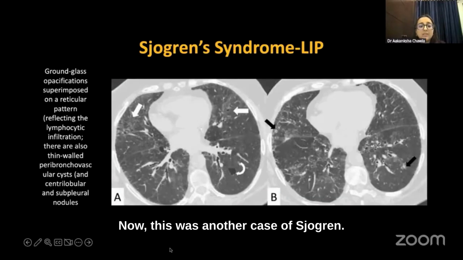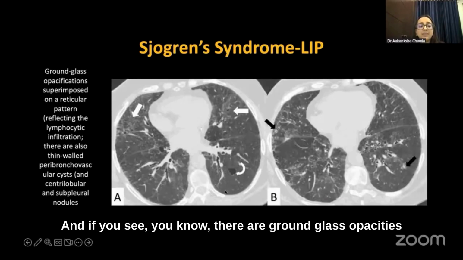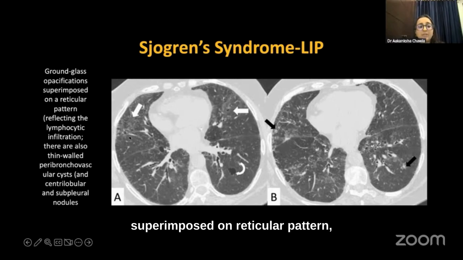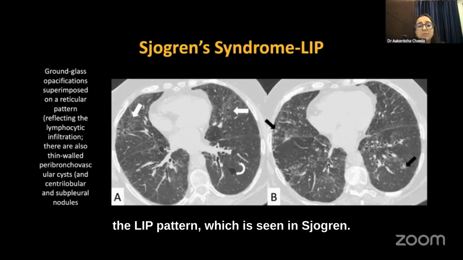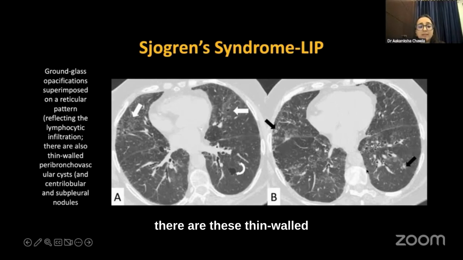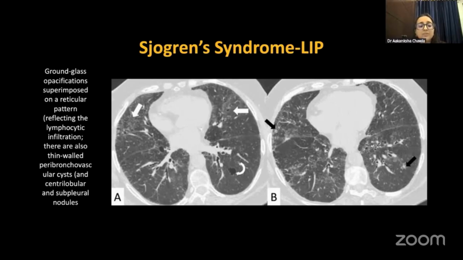Now, this was another case of Sjögren, and if you see, there are ground glass opacities superimposed on a reticular pattern, which reflects the lymphocytic infiltration, the LIP pattern, which is seen in Sjögren. You can also see these thin-walled peribronchovascular cysts, and the nodules you can see here are subpleural and centrilobular nodules also. So this was an LIP pattern in a patient of primary Sjögren syndrome.